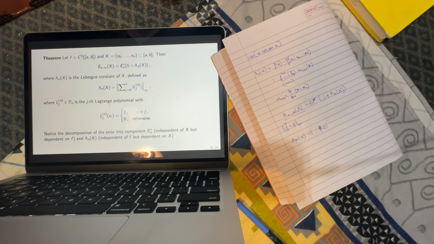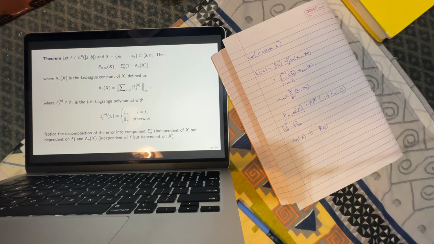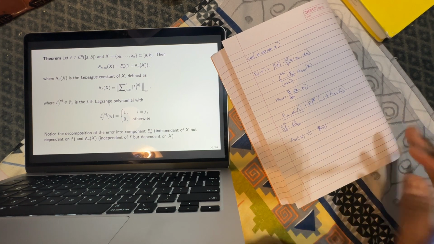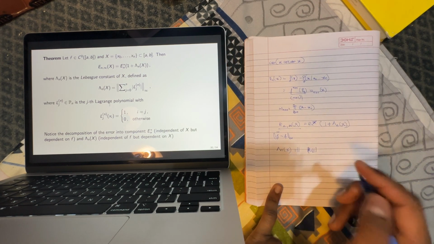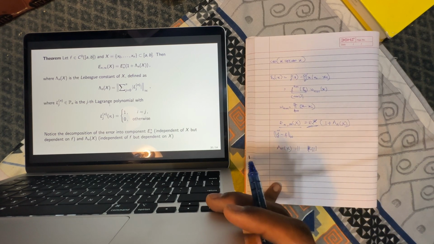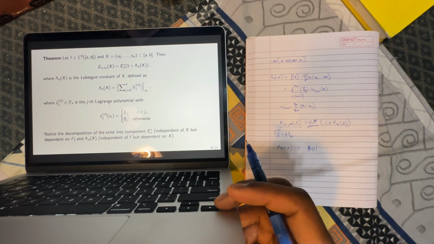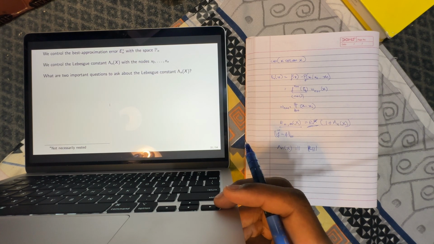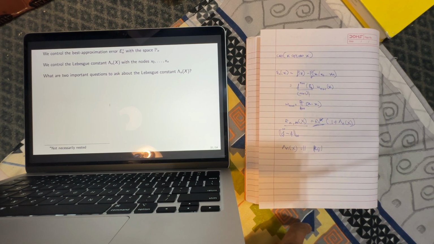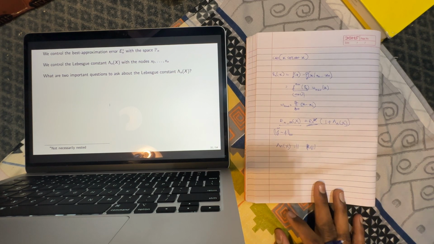Maximum of the modulus, in fact the sum of the moduli of the Lagrange polynomials. So it decomposes into two components. One depends on the best approximation. We control the best approximation with the space Pn, sure. We control the Lebesgue constant with the nodes x0 to xn.